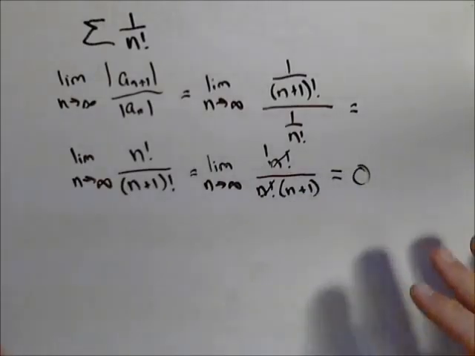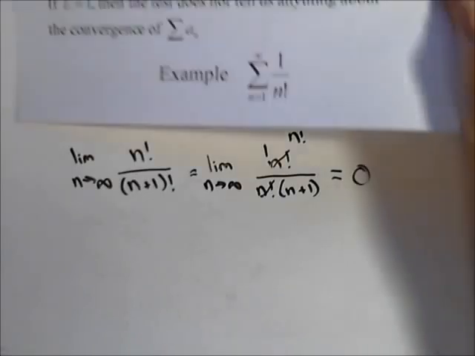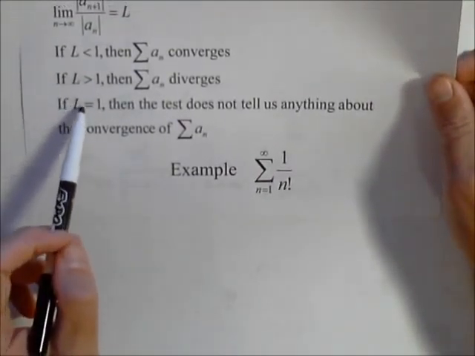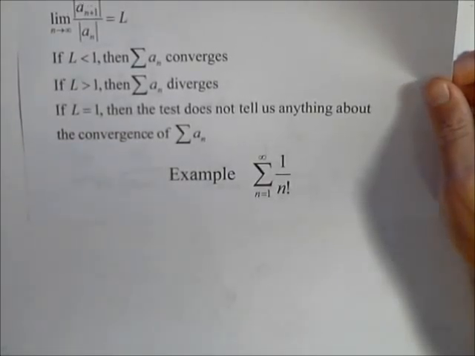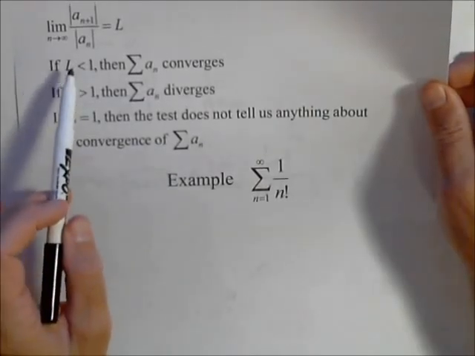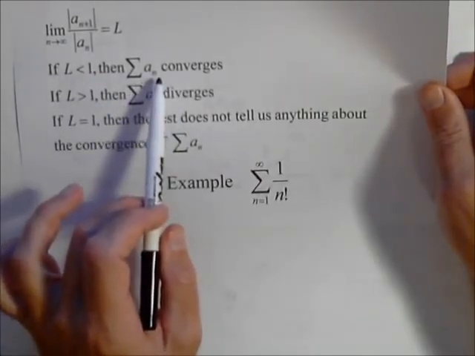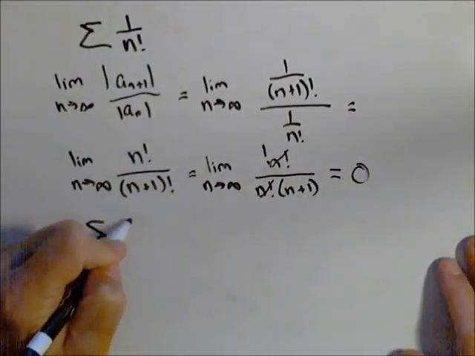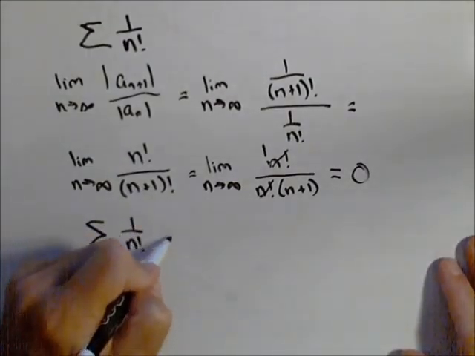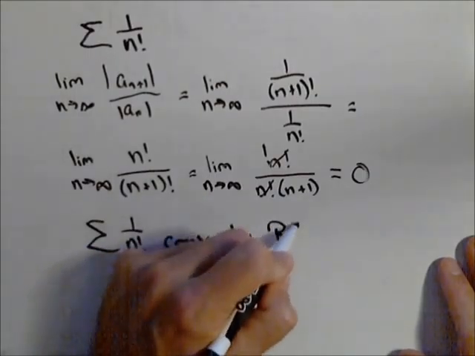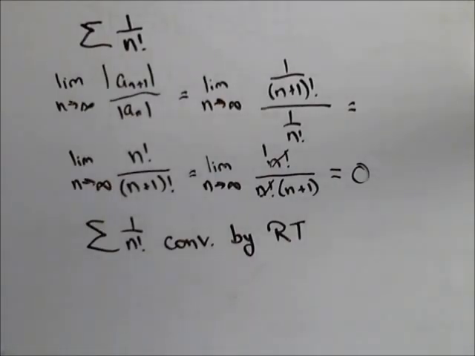That equals 0. Okay, so we have a limit of 0. So we need to see which of these cases it is. It's not 1. That's the worst thing we can have happen from the ratio test because it's inconclusive. It means we need to use another test. We got 0. It means our series converges. So we know that 1 over n factorial converges by ratio test. And that's a basic example of how we can apply the ratio test.